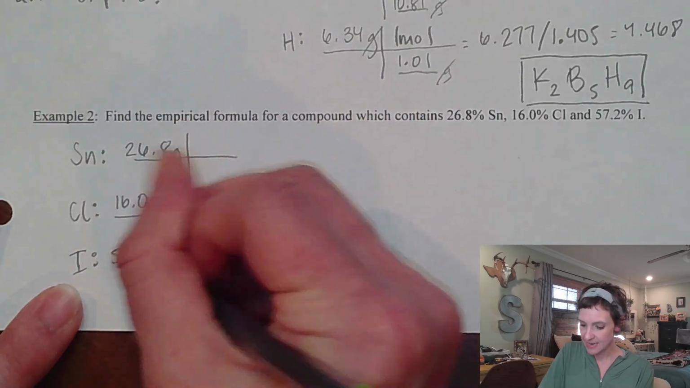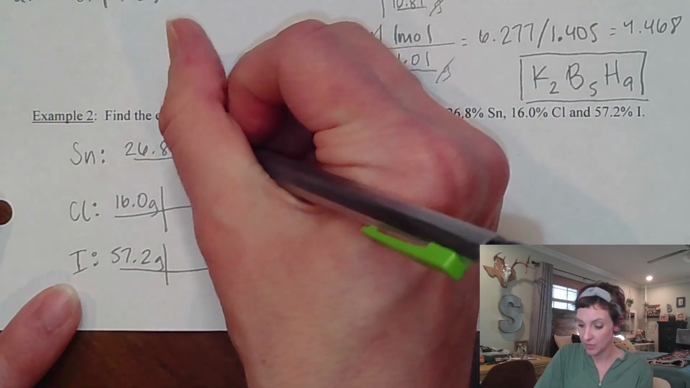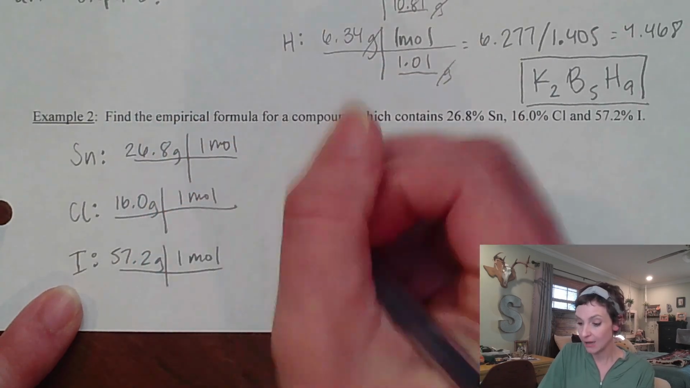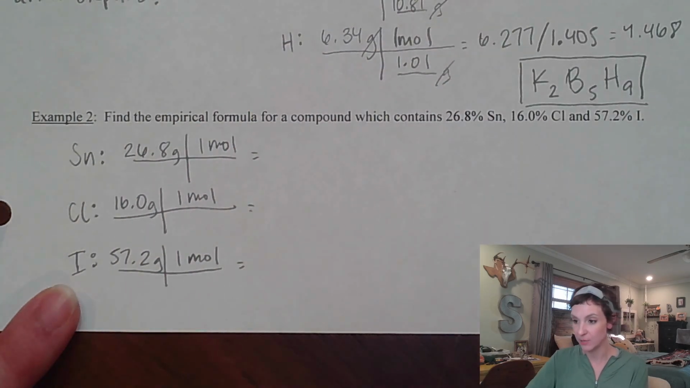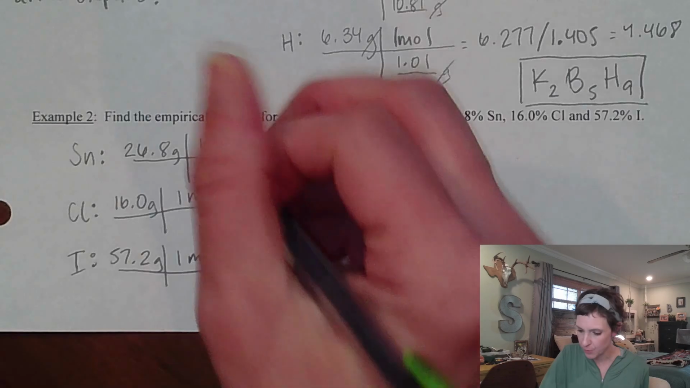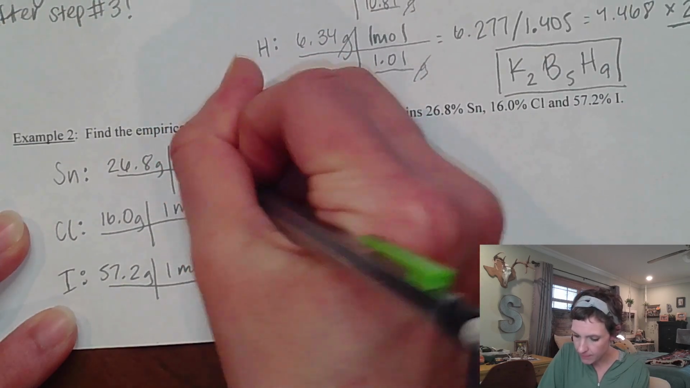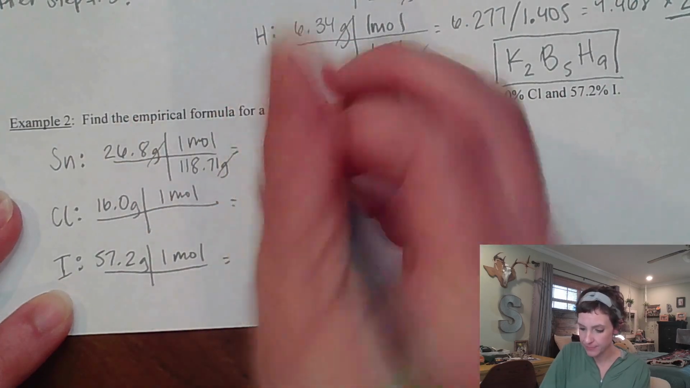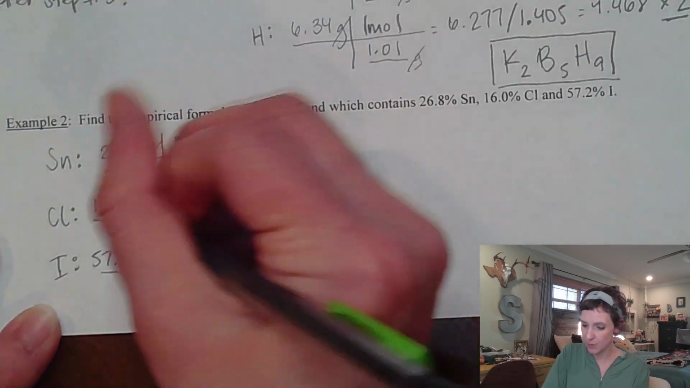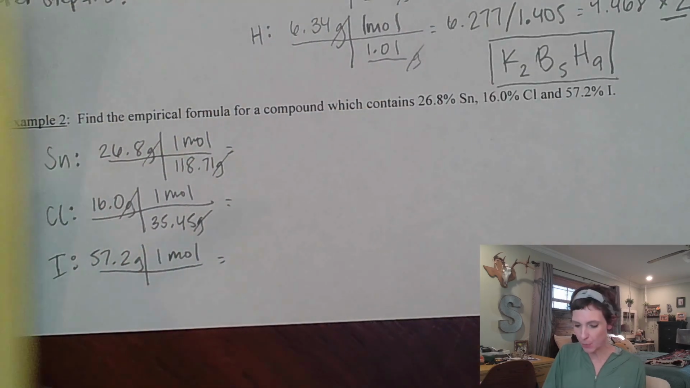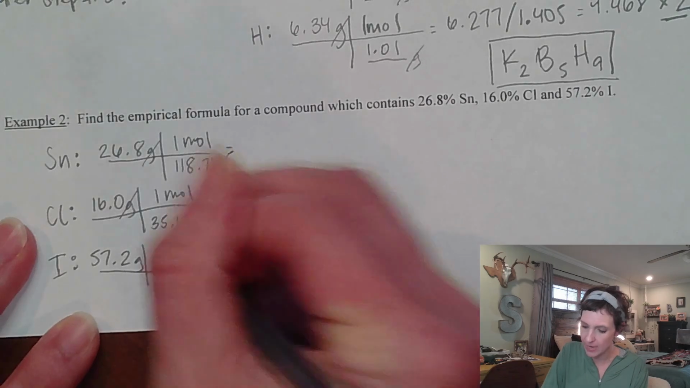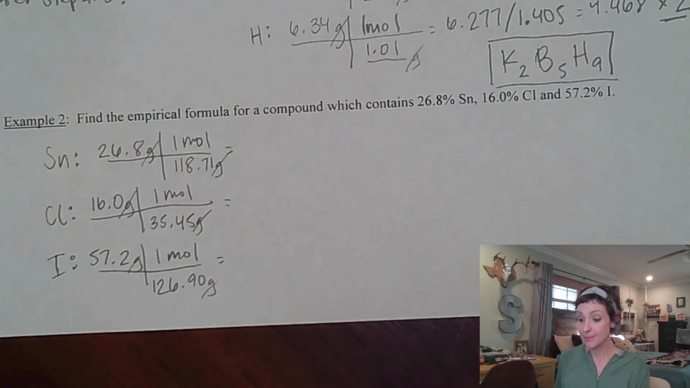Okay, we did it. Percent to mass. Next step, mass to mole, which means I'm going to utilize the molar masses of each one of these elements to figure out how many moles that original value is. So tin's molar mass, let's find him, is 118.71. So that's how many grams are in a mole, right? Chlorine's molar mass is 35.45 grams in every 1 mole. And then finally, iodine's molar mass is 126.90 grams.